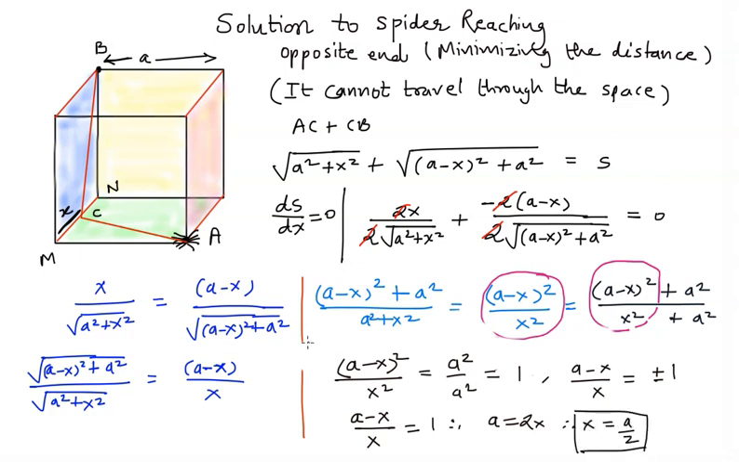So at x is equal to a by 2, we are going to get the minimum distance. If you put x is equal to a by 2 in the original form, we get s is equal to square root of 5a, and that is the minimum distance.